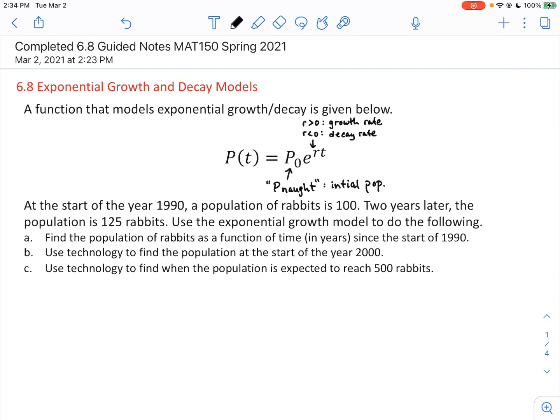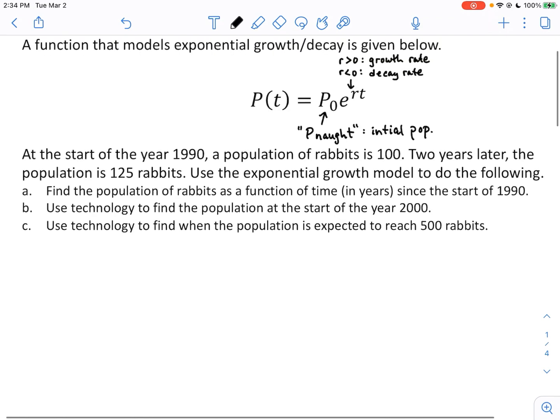At the start of the year 1990, a population of rabbits is 100. Two years later, the population is 125 rabbits. Use the exponential growth model to do the following. Part A is find the population of rabbits as a function of time in years since the start of 1990.